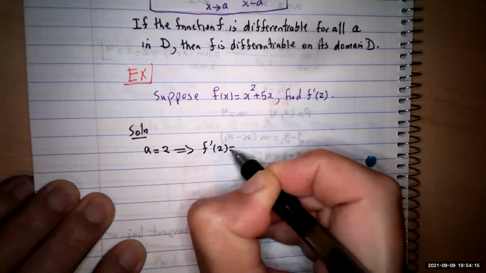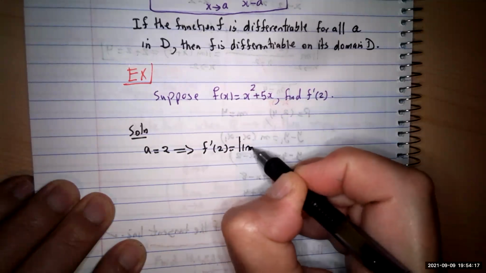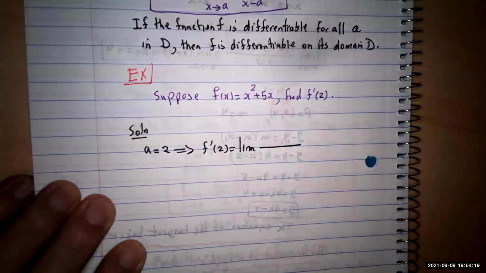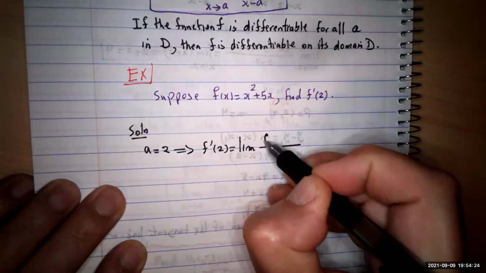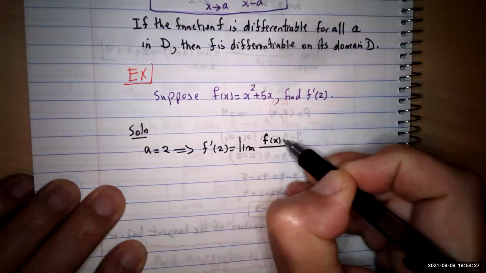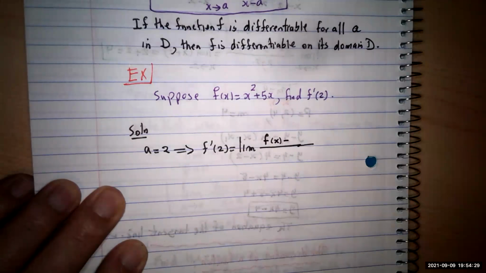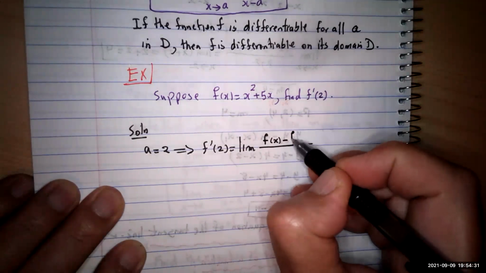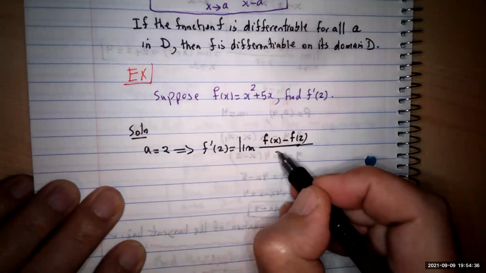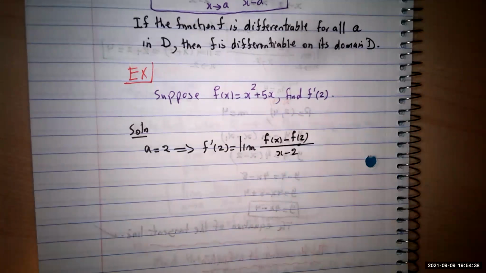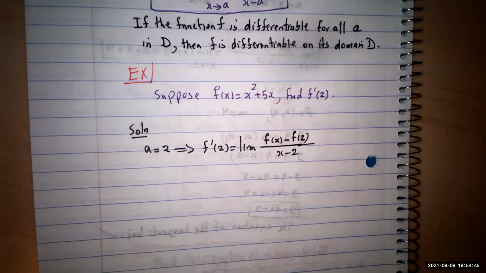f prime of 2 would be equal to the limit of f of x minus f of 2, divided by x minus 2. That's the definition of the derivative of the function at x equal to a.